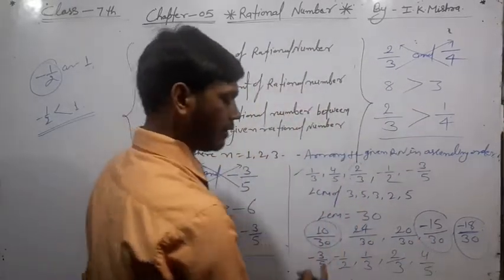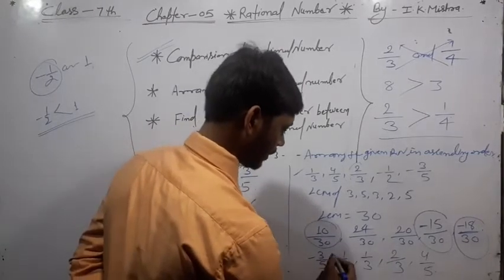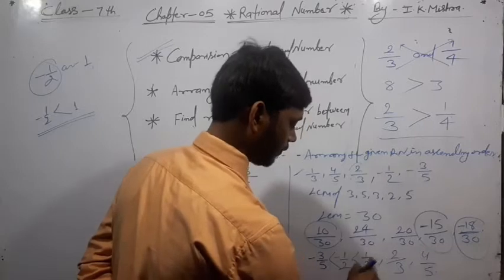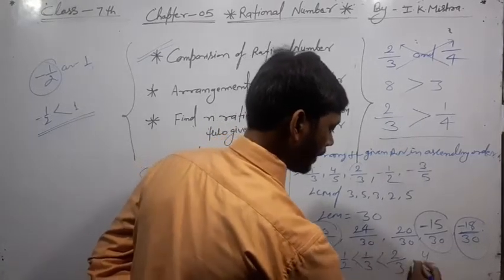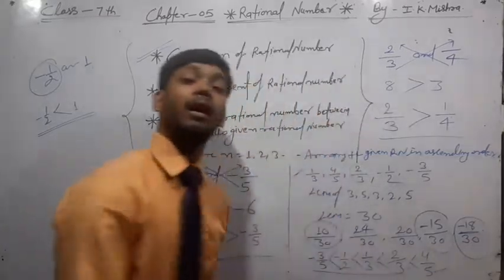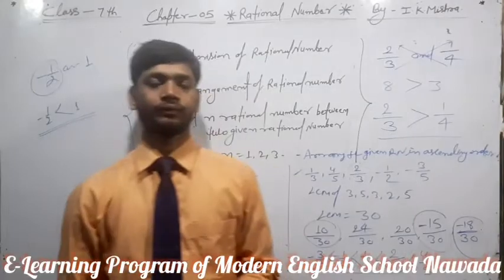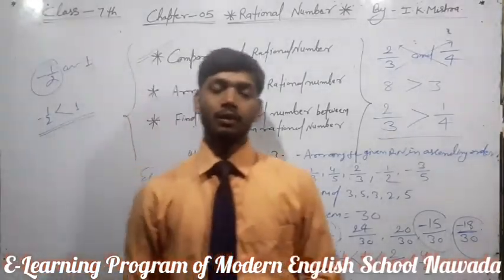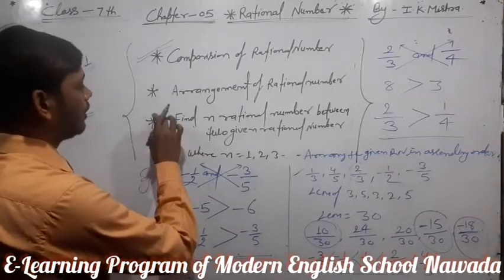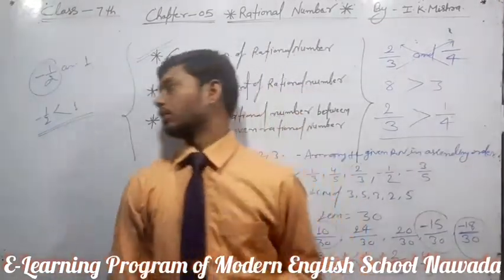Students, you can give the symbol here. It is the smallest, so you can give this symbol. This is the smallest, smaller than this rational number, and you can put the same for the rest. This arrangement is in ascending order. Students, after that we will study the third topic, finding n rational numbers between two given rational numbers.